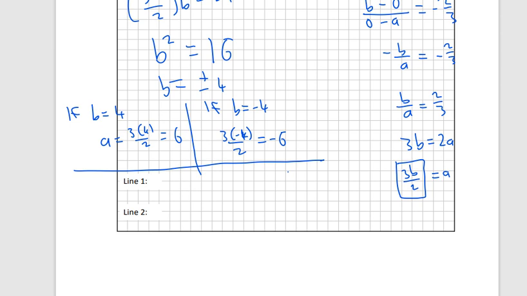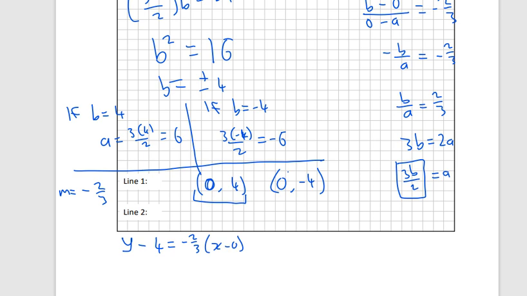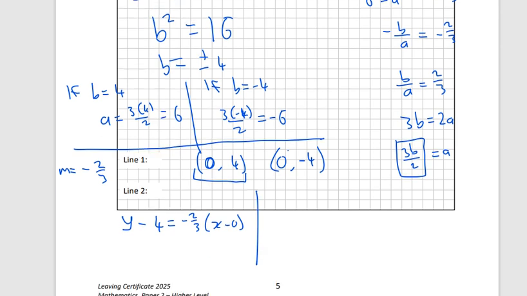Now to get the actual equation of the lines, I'm just going to use the point (0, b). So the point (0, b) is either (0, 4) or (0, minus 4). So I'm not actually using the a point at all to get the two equations of the lines. So we're using the y minus y1 equals m times x minus x1 formula. The slope is minus 2 over 3 in both cases. So if I use the first point (0, 4), that's y minus 4 is equal to minus 2 over 3 times x minus 0.